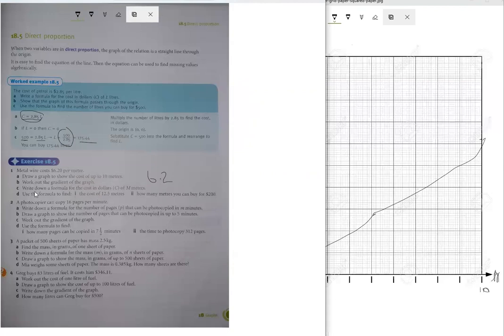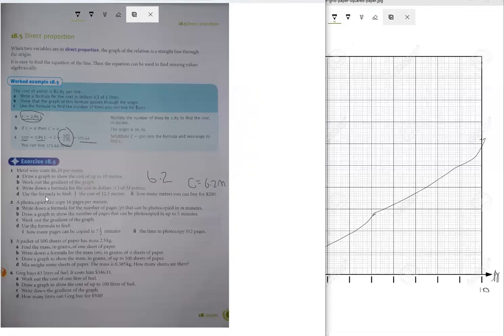Then they ask you to write down the formula. The formula is quite easy. It's the same thing as the example just now. The cost now is equivalent to $6.20. You can write just 6.20 or just 6.2, it is okay. Then multiply by M. M will be the meters that you're going to buy. All right, so this is the answer for C. This is the formula. Okay, now D.